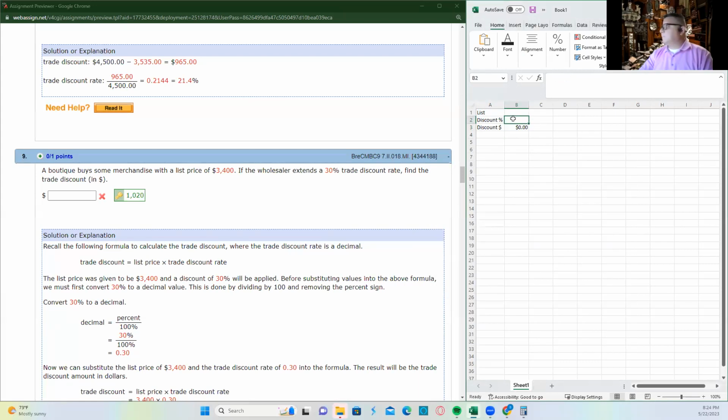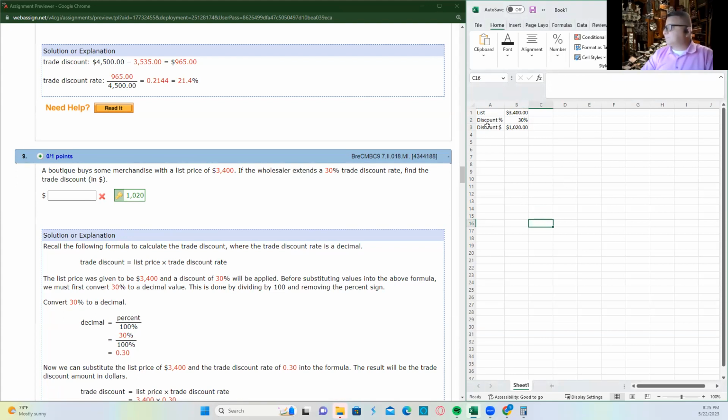Our list price here was $3,400. Let me turn this into money as well. And then our discount is going to be 30%. That's 0.30. I'm going to change this to a percentage.